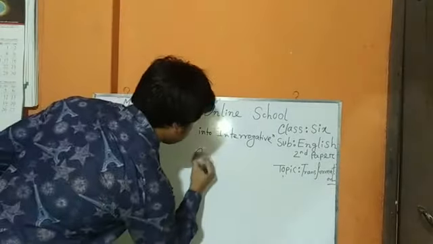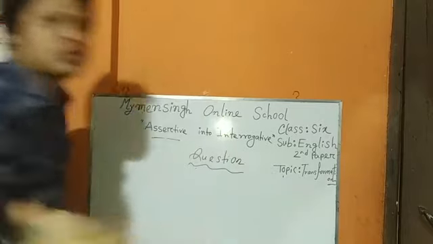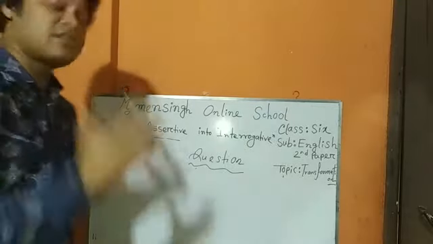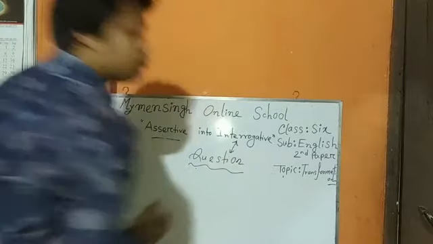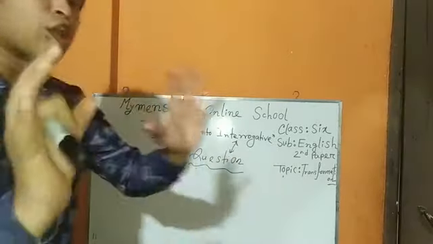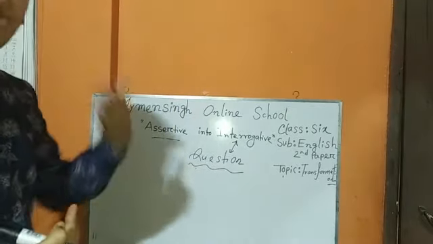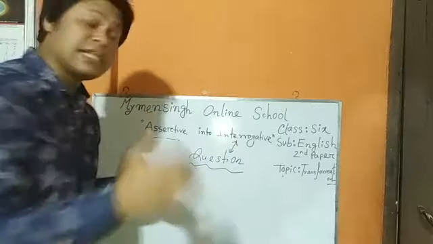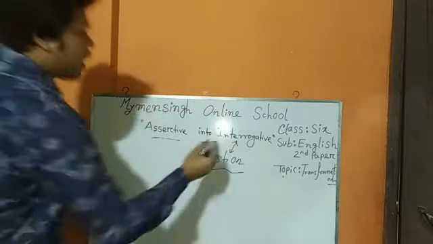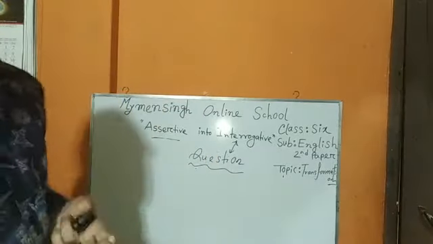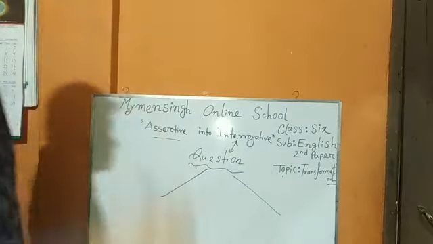Now, we are going to question. What is a question? A question is that by which we can ask something or someone. Question means when we ask something of someone, the sentence which we use is called a question. Okay, clear? There are two types of question: one is open-ended and another is closed-ended.